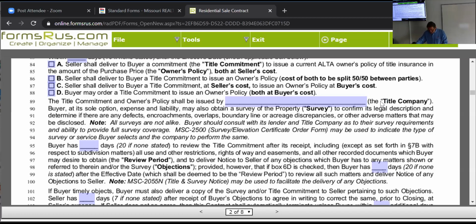On 95, it says the buyer has 20 days, if none stated, to review this title commitment, and on 95 still, that's not enough time to get a survey. Unless there's a survey available, you're going to have to allow probably the full term of the contract. Surveyors are pretty busy. This is a time-consuming process. And so allow plenty of time if you're going to have to get a survey on a property.